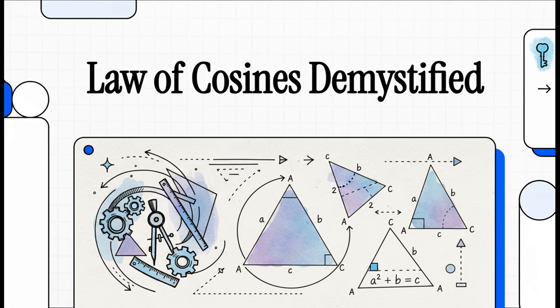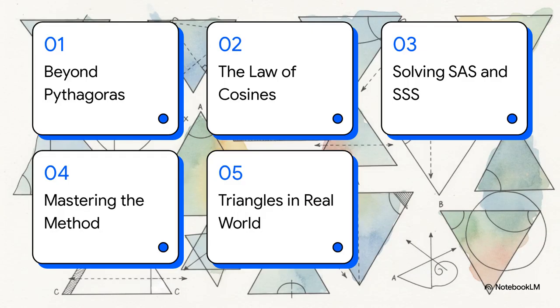Welcome to The Explainer. Today, we're going to talk about a serious upgrade for your Precalculus toolkit, the Law of Cosines. Look, if you've ever found yourself stuck with a triangle that isn't a right triangle, yeah, this is The Explainer for you.